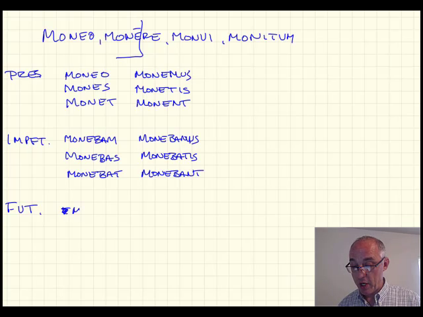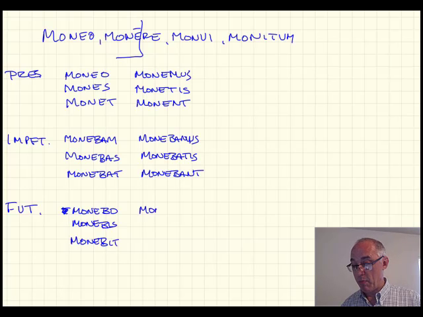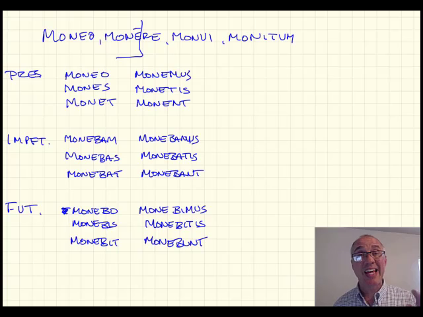I already wrote future. Monebo, monebis, monebit, monebimus, monebitis, monebunt. This is your present active system. That means, again, these are your tenses that are built off of the present stem.